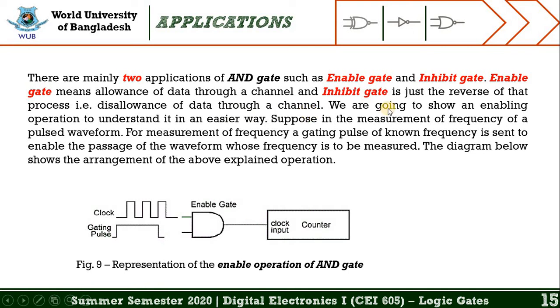We are going to show an enabling operation to understand it in an easier way. Suppose in the measurement of frequency of a pulsed waveform, a gating pulse of known frequency is sent to enable the passage of the waveform whose frequency is to be measured. The diagram below shows the arrangement of the above explained operation. Figure 9 represents the enable operation of the AND gate, or you can say one of the applications of the AND gate. Well, let's move into the next slide.